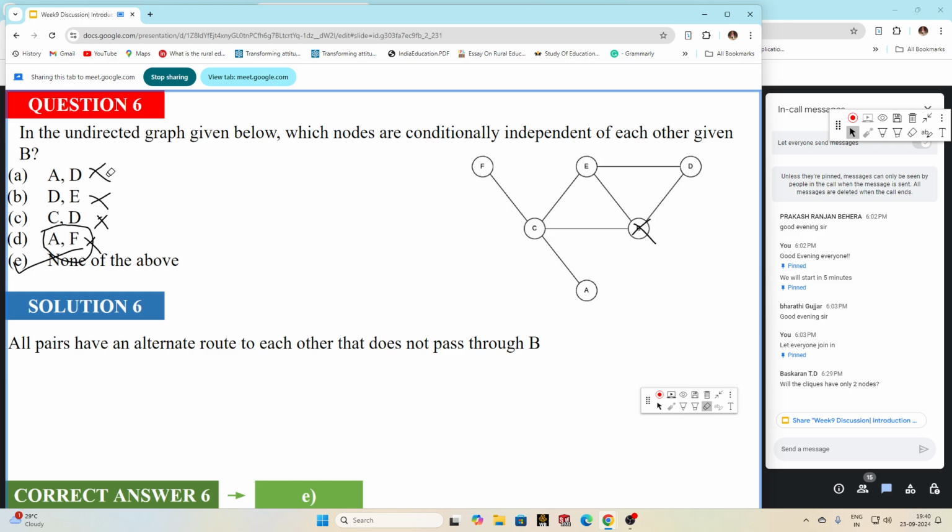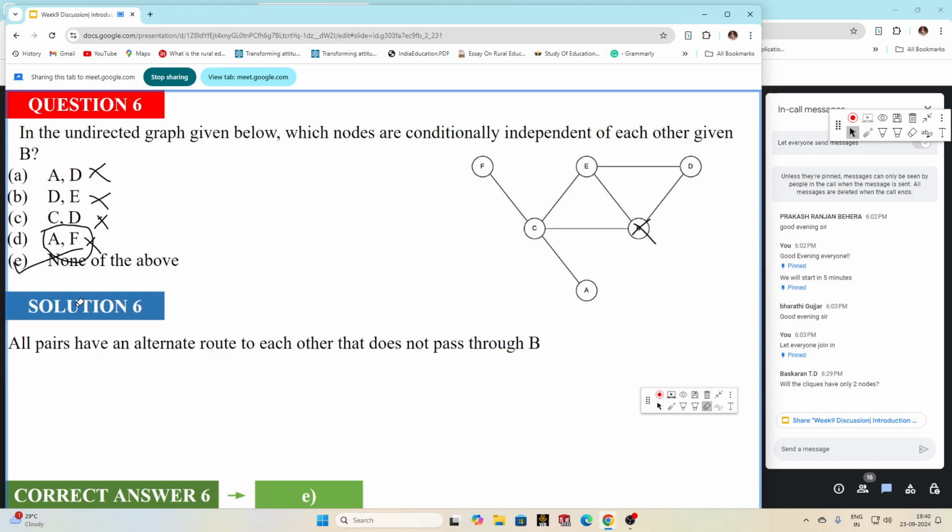Now the last thing is AD. For AD, you have to go from A to C, C to E, then E to D. So this is the path: A C E D. So again, this is dependent. That is why all are false. All the cases are dependent. AD is also dependent, CD is also dependent, DE is also dependent, AF is also dependent.